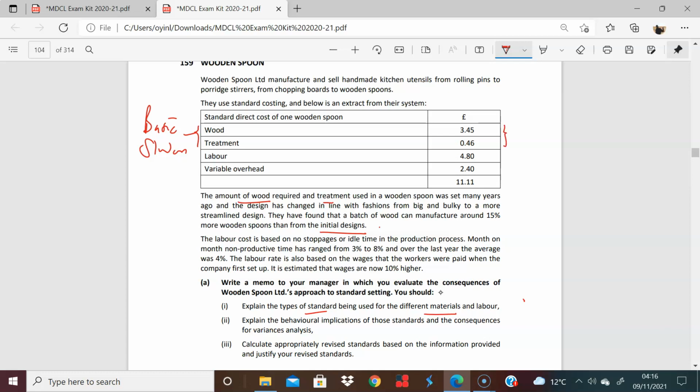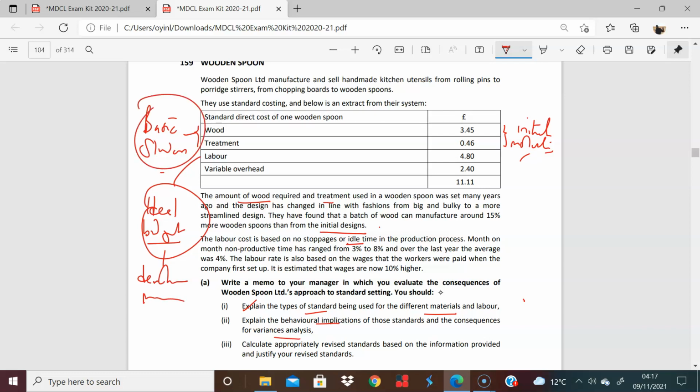So definitely a basic standard here. That is good for trend setting, but it's not going to motivate anyone, and it's not current enough. So having faith in the budgetary system or any meaningful analysis is not going to happen. Then it says the labor cost has no stoppages or idle time, so you can see straight away an ideal standard. We have an issue here, and we have good evidence. The behavioral implications, of course, are that you're most likely to get demotivation and manipulation, and a lack of faith in the budgetary system.